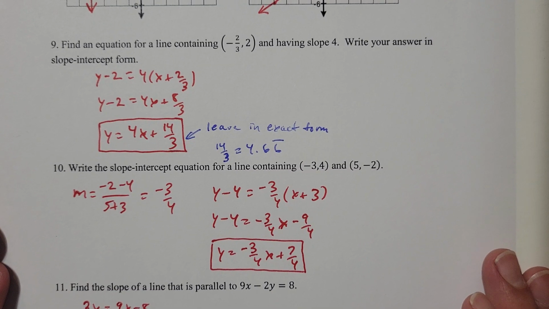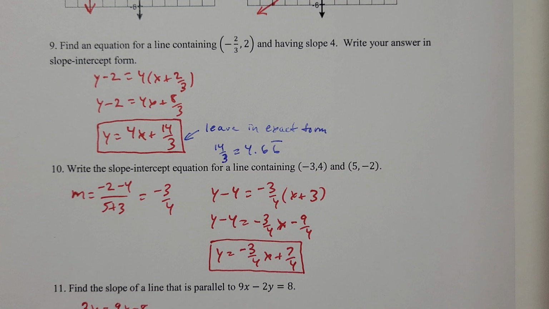Okay. Problem 9 is where they want us to find an equation for a line containing the point (-2/3, 2) and having a slope of 4. Write your answer in slope-intercept form. Now there are two common forms of lines. There's slope-intercept form, y equals mx plus b, and our answers are always going to be written in the form y equals mx plus b. And then there's also what's called point-slope form.